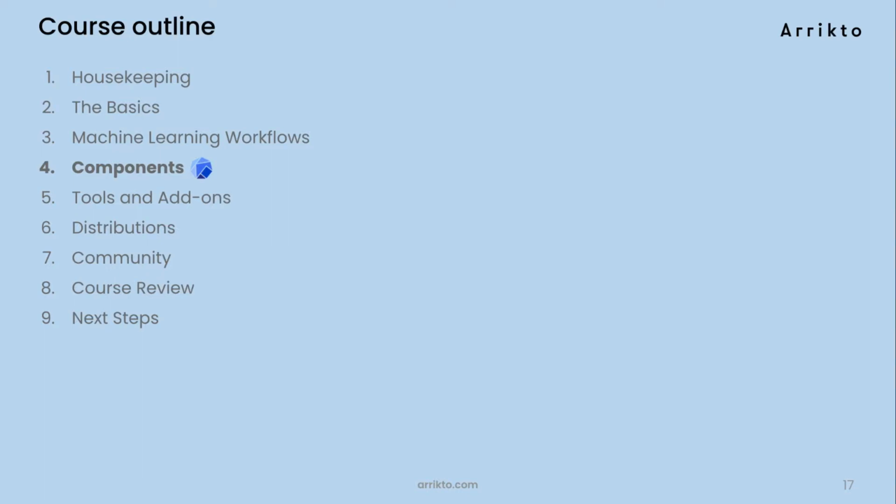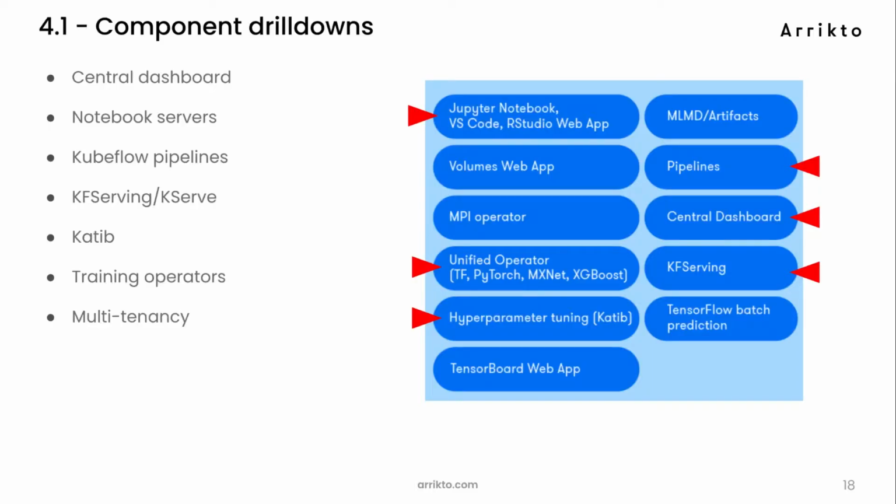All right, let's move on to the next section, which is going to be components. Now, in this section, we're going to want to drill down into a few of the core components that we saw previously in the Kubeflow architecture diagram. Specifically, we're going to look at the central dashboard, notebook servers, Kubeflow pipelines, KF serving, or what is now known as KServe, KDIB, training operators, as well as a quick look at the multi-tenancy capabilities inside of Kubeflow.